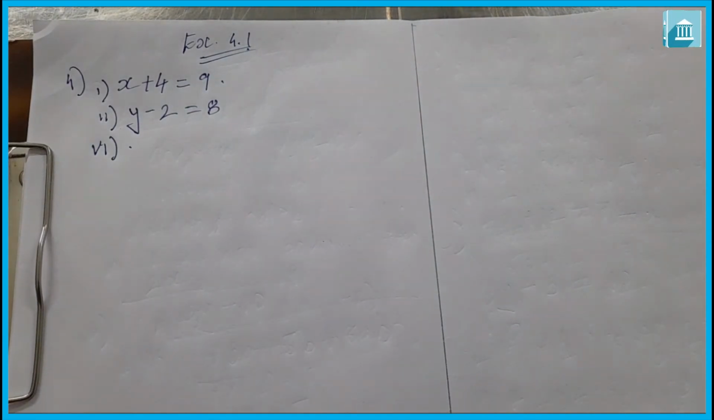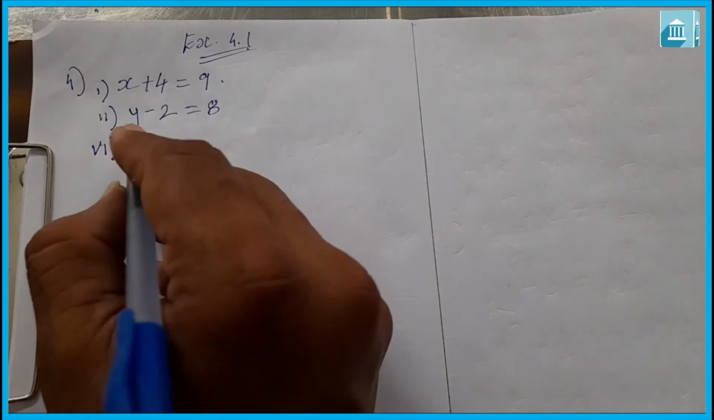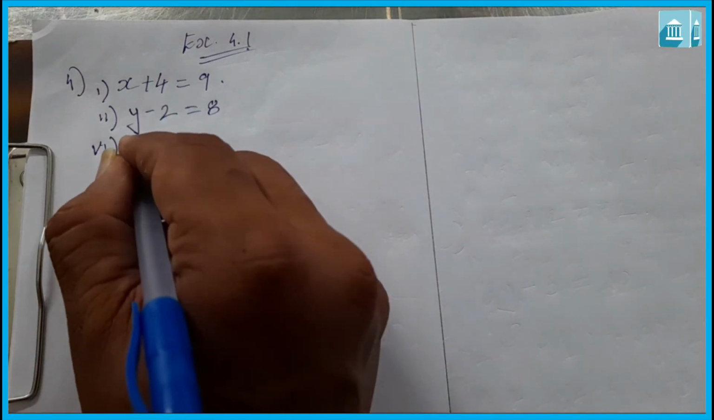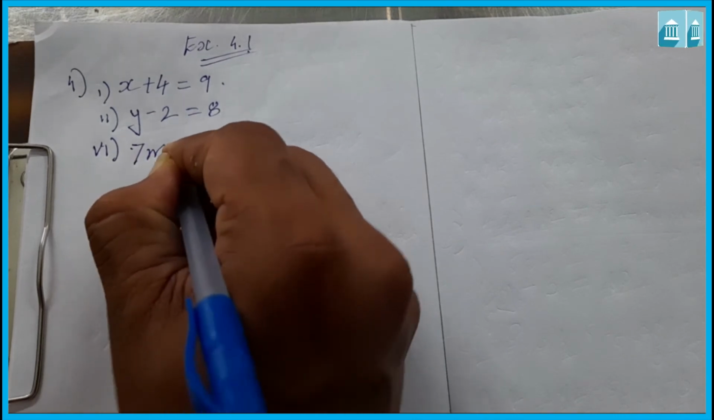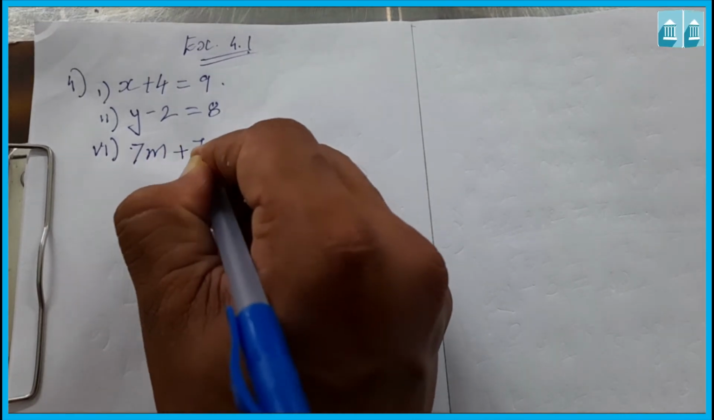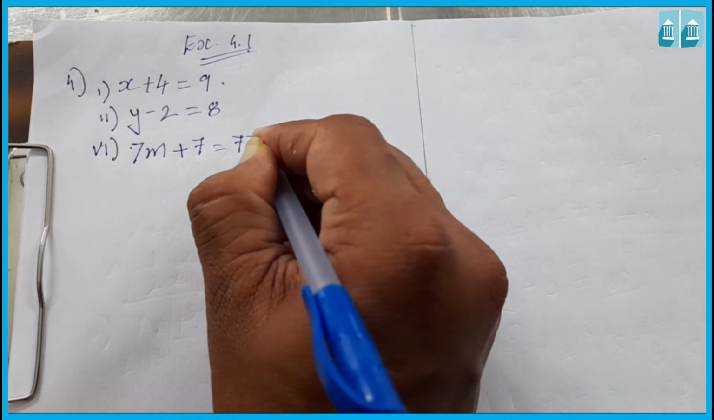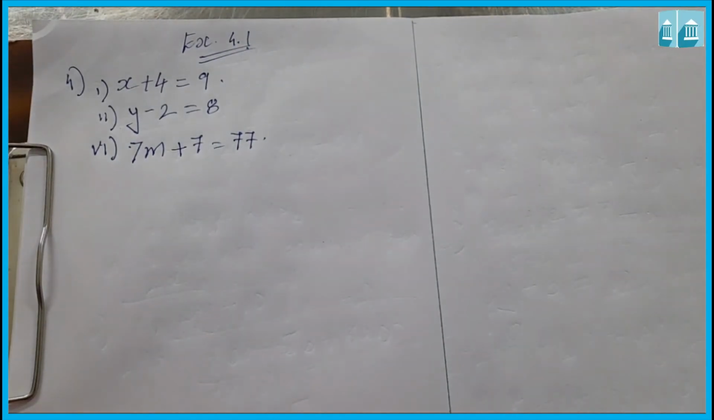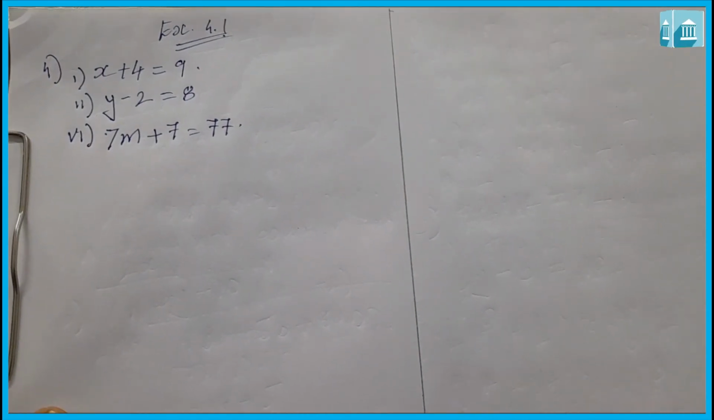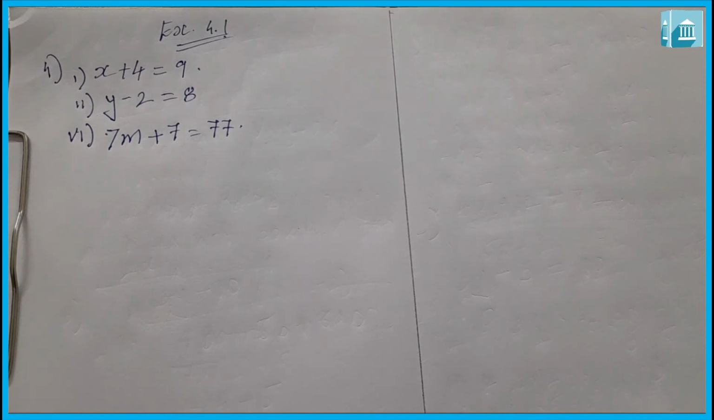Here the sixth one is 7 times m plus 7 gets you 77. 7 times m means 7m, plus 7 gets you 77, so 7m plus 7 is equal to 77.